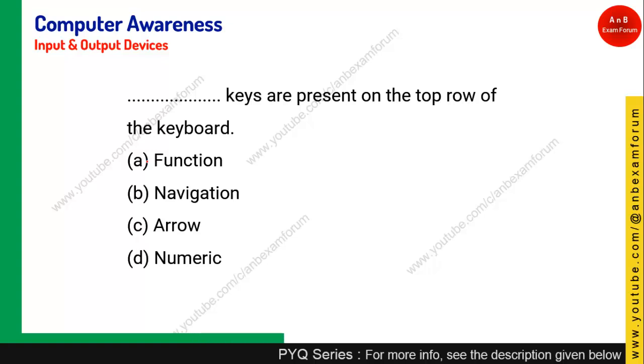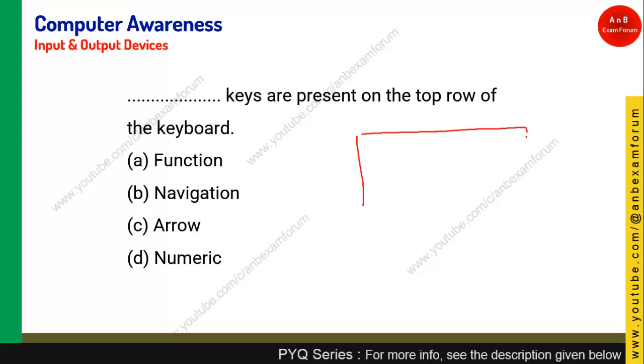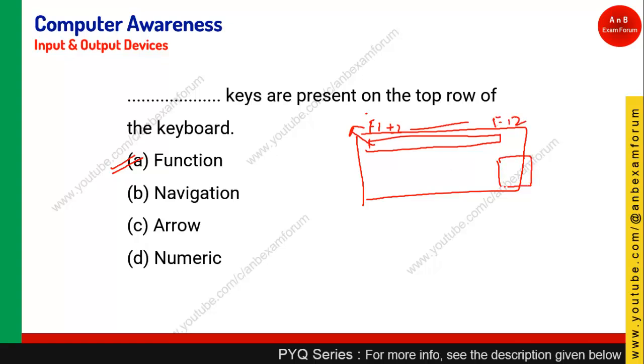Coming to the next question, dash keys are present on the top of the keyboard. As I told you, in the QWERTY keyboard we have a lot of keys on the top. What are these called? Students, you should know these are called function keys. At the top you have seen F1, F2, F3, all these are called function keys, up to how many? F12. So there are F12 function keys. On the right side we have the numeric keypad, where you have your alphabet keypad, and here some special keys are there. And here you have your arrow keys.